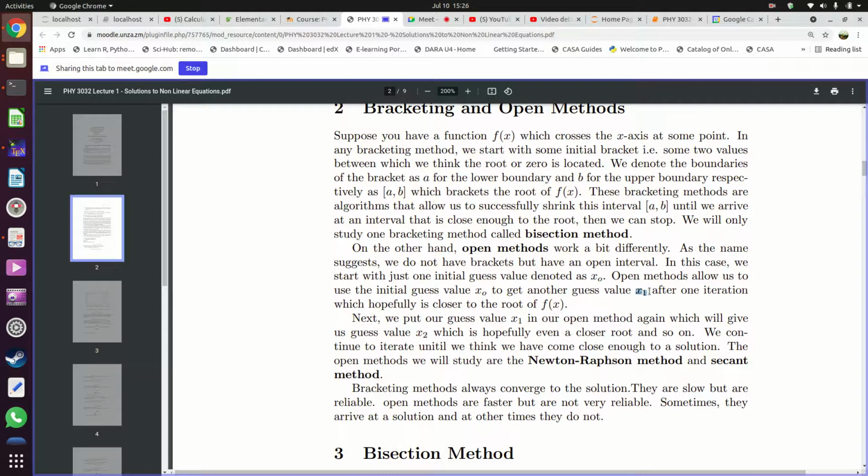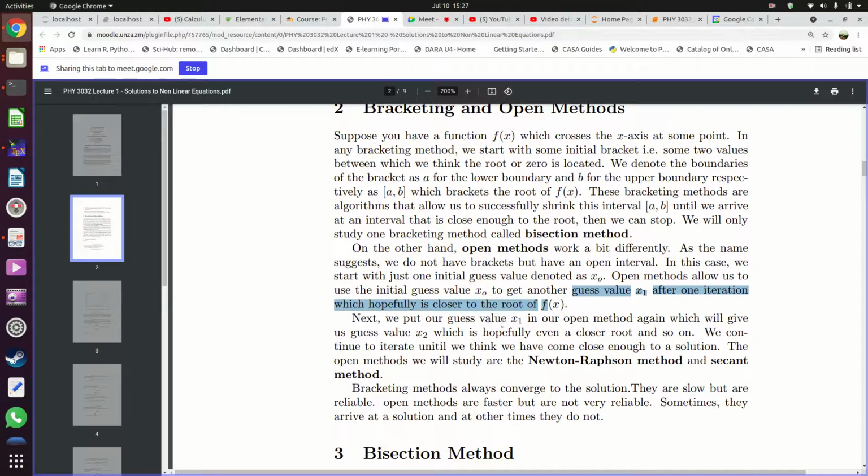But what we are hoping is that x1 is going to be closer to the root of this function. So we keep on doing this. We have a guess value, we put it inside this formula, and it gives us another value of x. Then we look at that value of x, is it closer to the answer? Then we put it back in the formula, and it gives us another value of x, until we are closer to what we think the answer is supposed to be.